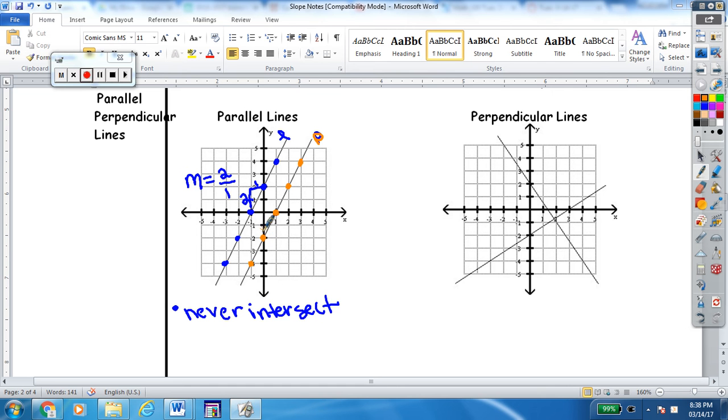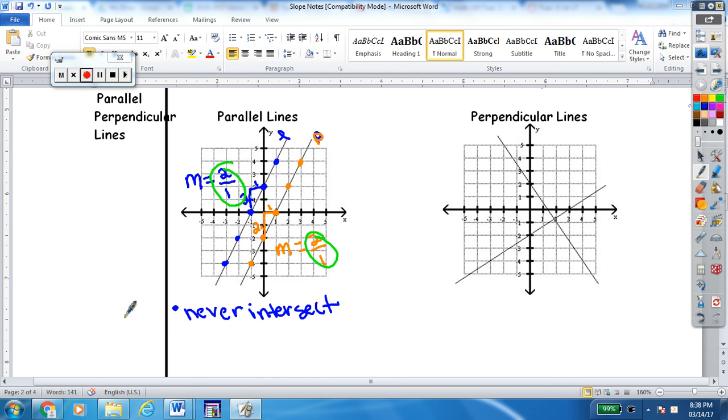So we rise 1, 2. So rise 2 and run 1. So the slope of line P is going to be 2 over 1. And you guessed it. Something that you should definitely notice about this is that the slope of line L and the slope of line P are the same.